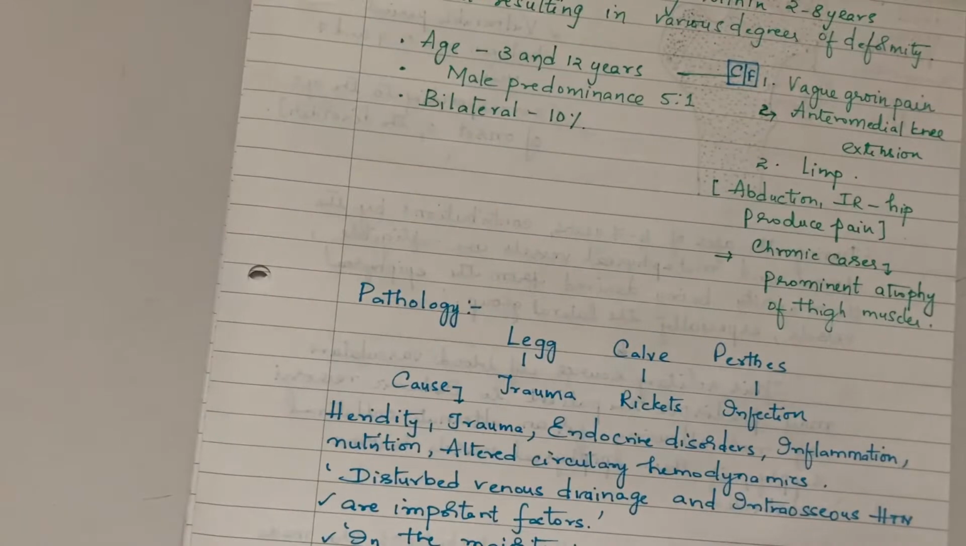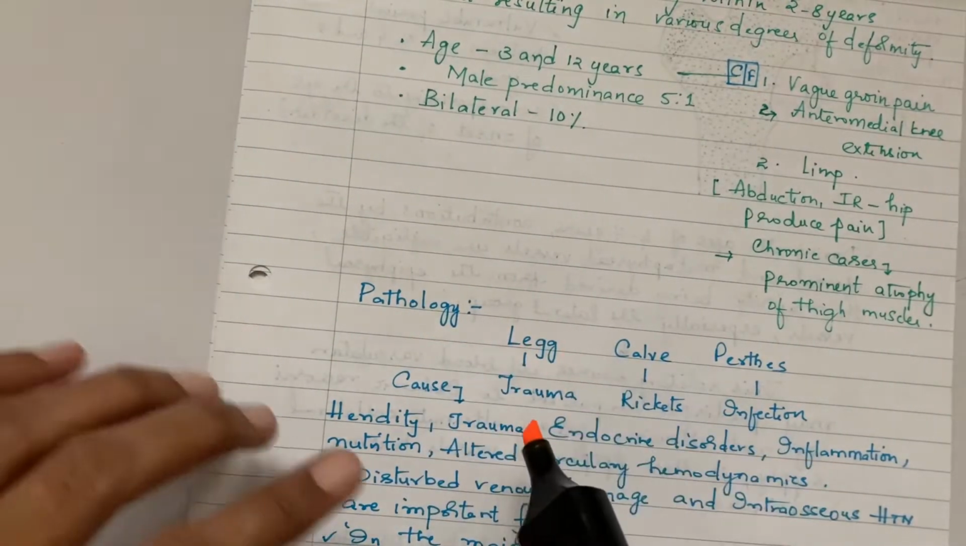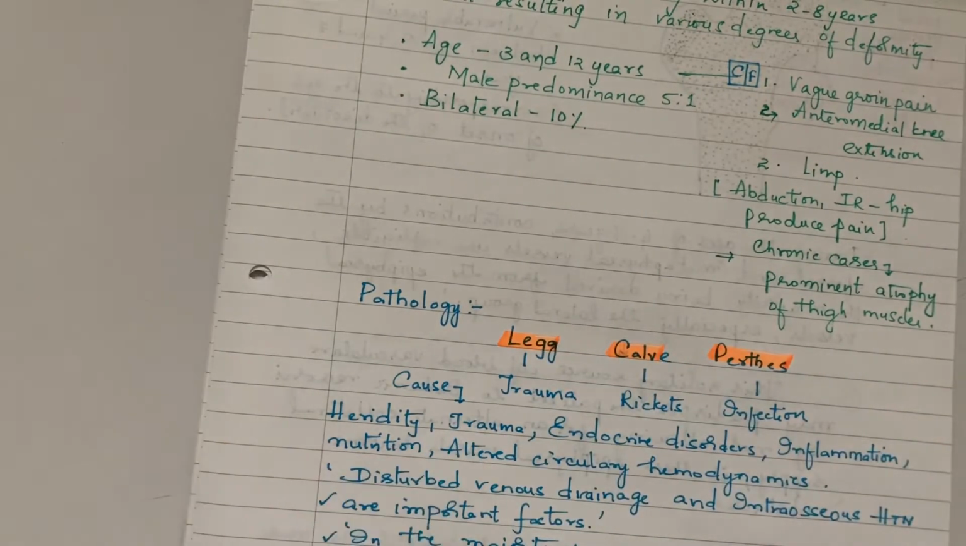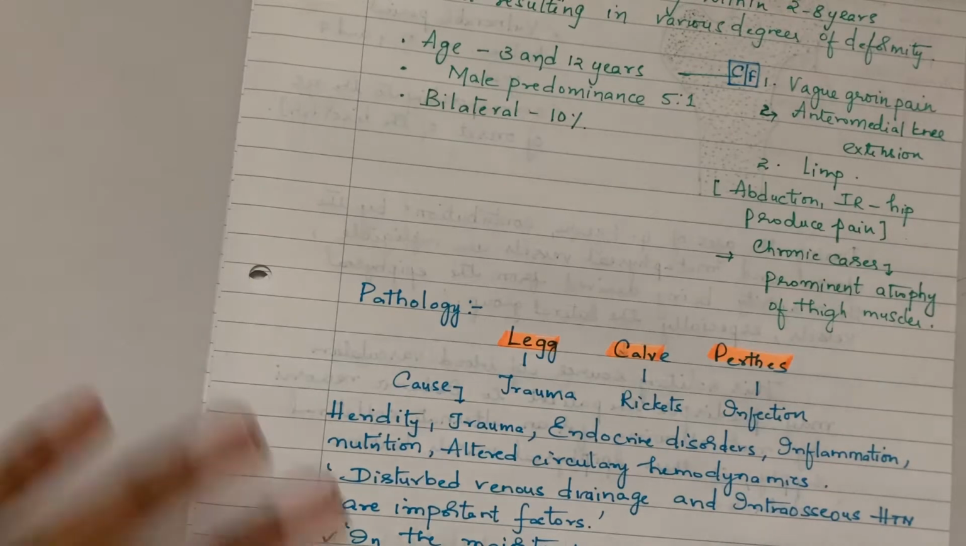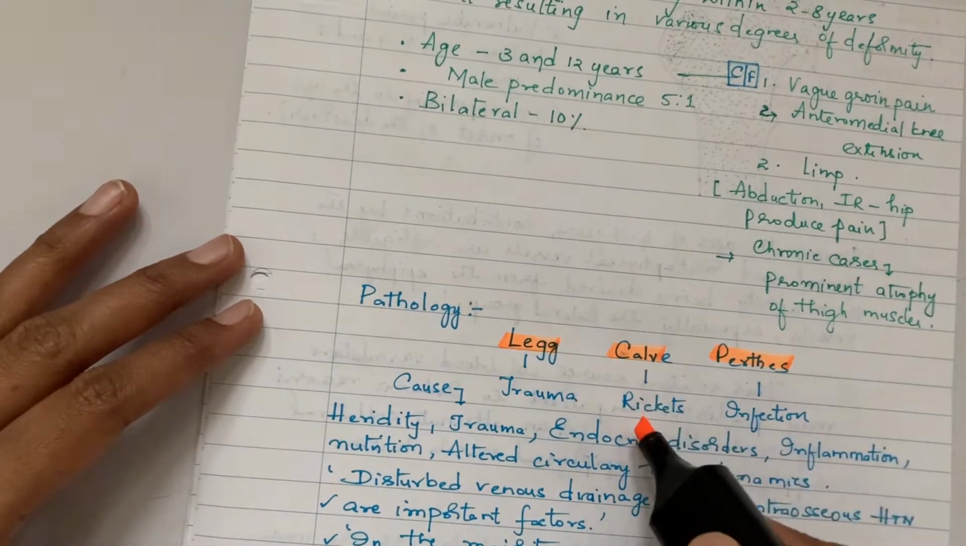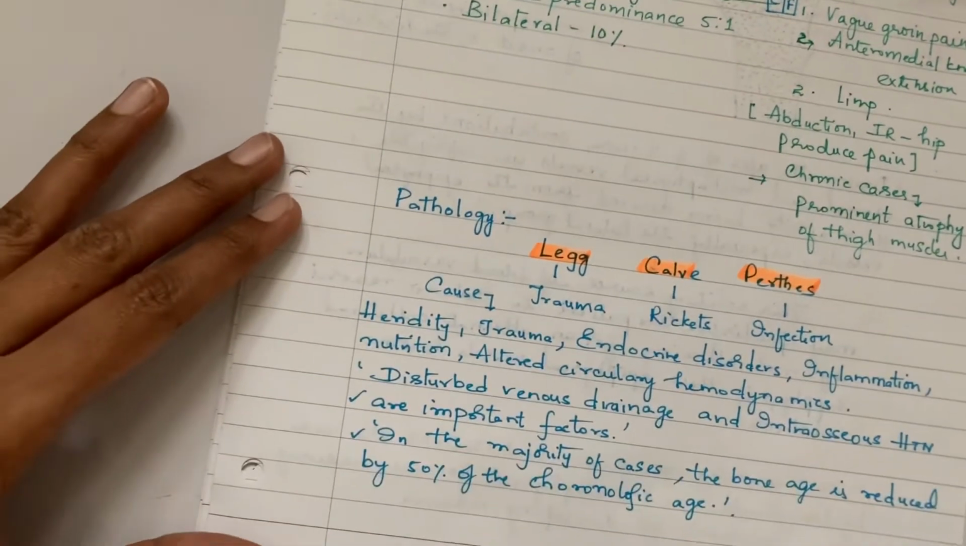Coming to pathology, there are 3 people: Legg, Calvé and Perthes. Each one gave one cause for the disease. Perthes told infection is the cause, Calvé told rickets, and Legg told trauma. So what are the different causes of Perthes disease?